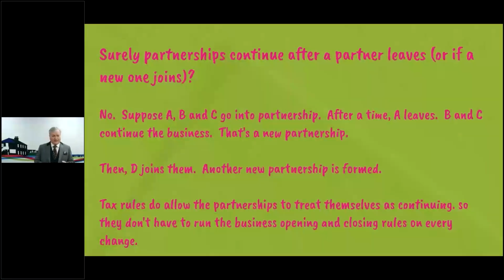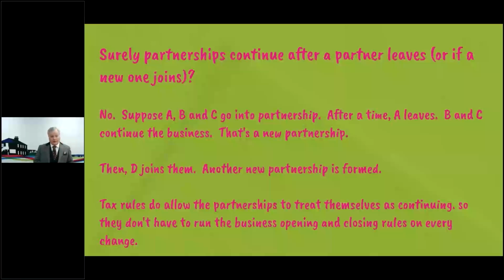And again, you're perhaps thinking that this doesn't make sense about a partnership coming to an end if a partner leaves, or a new partnership being formed if a partner joins. But this is very much the case. I mean, imagine a partnership of, let's call them A, B, and C, and after a period of time, a couple of years or whatever, partner A leaves. That means you've now got a partnership of B and C continuing the business. That is a new partnership. You have the partnership of A, B, and C. A leaves, the business continues, but it's now a partnership of B and C.